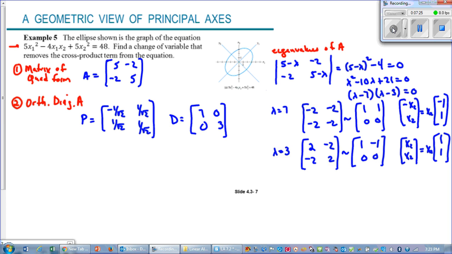Now, they're going to give us the coefficients of the squared terms once it's been rotated. So our quadratic form, with our change of variables using x equals P times y, becomes 7 y1 squared plus 3 y2 squared.